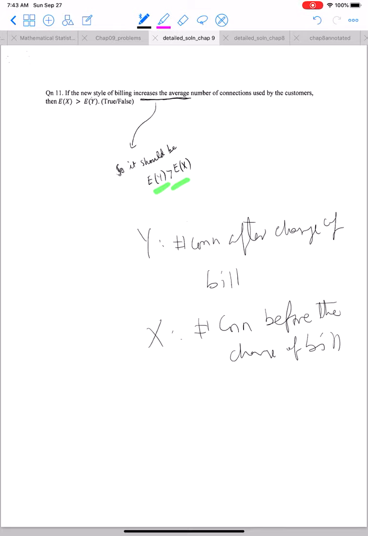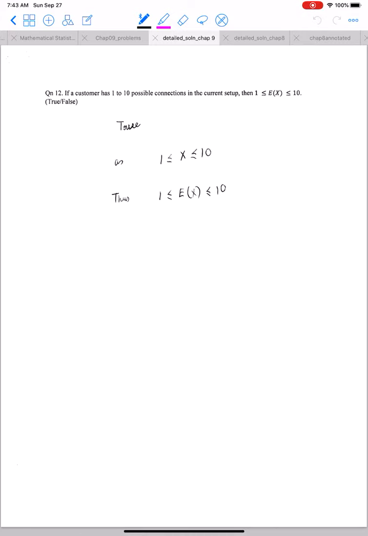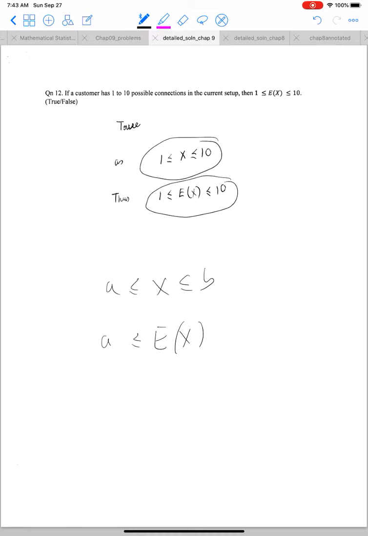If the expected value were to increase, then expected value of y would be greater than expected value of x. If the customer has 1 to 10 possible connections in the current step, then 1 is less than or equal to expected value of x, which is less than or equal to 10. True or false? So x lies between 0 and 1. Therefore, expected value of x shall lie between 1 and 10. So if x lies between a and b, then expected value of x shall also lie between a and b.